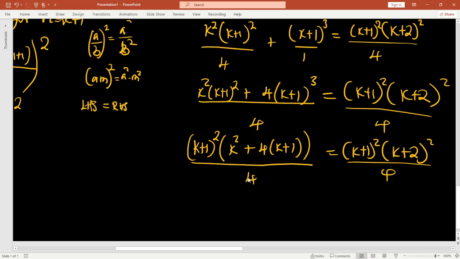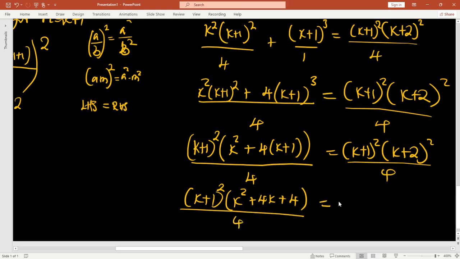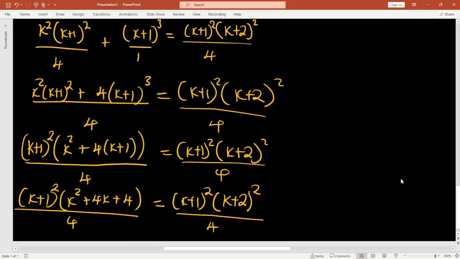Okay, so then we simplify what we have inside the brackets here. So we have (k+1)^2 open brackets, there we're going to have k^2 plus 4k plus 4, divided by 4, being equal to (k+1)^2 (k+2)^2 divided by 4 like this here. Alright, run out of space again, we'll just continue from here.